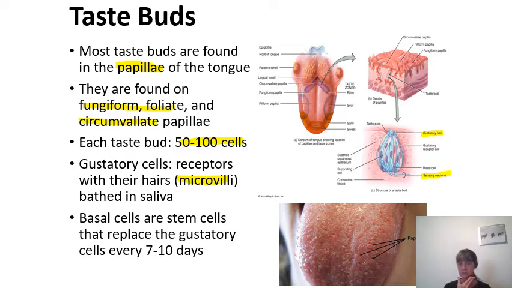Remember, the anterior 2/3 of the tongue is the facial nerve, cranial nerve 7. The back third of the tongue is cranial nerve 9. That's glossopharyngeal. And the basal cells are basically stem cells in the taste buds that replace the gustatory cells and support them physically about every 7 to 10 days.